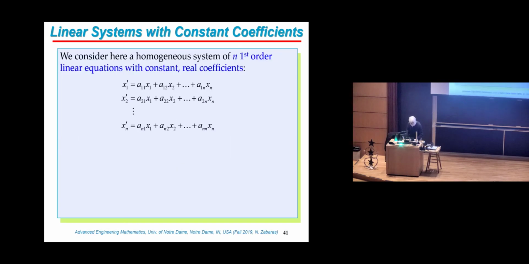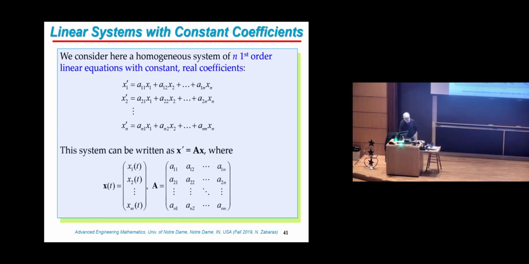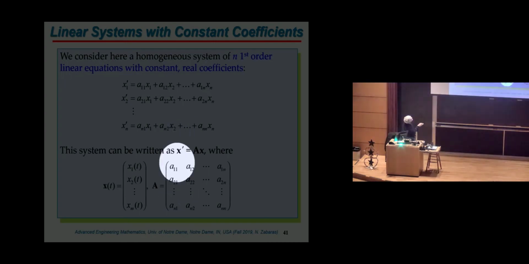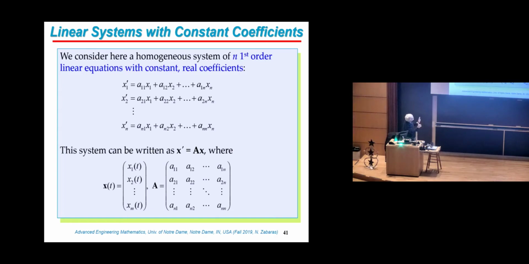All right, let me see if we're done with the review. So we're going to limit ourselves, to start with, to this linear system where all the coefficients are constant. We're going to play with a system x prime equals Ax, where all the coefficients in this matrix A are constant. This is the most trivial case, so we don't have to worry about time dependence.